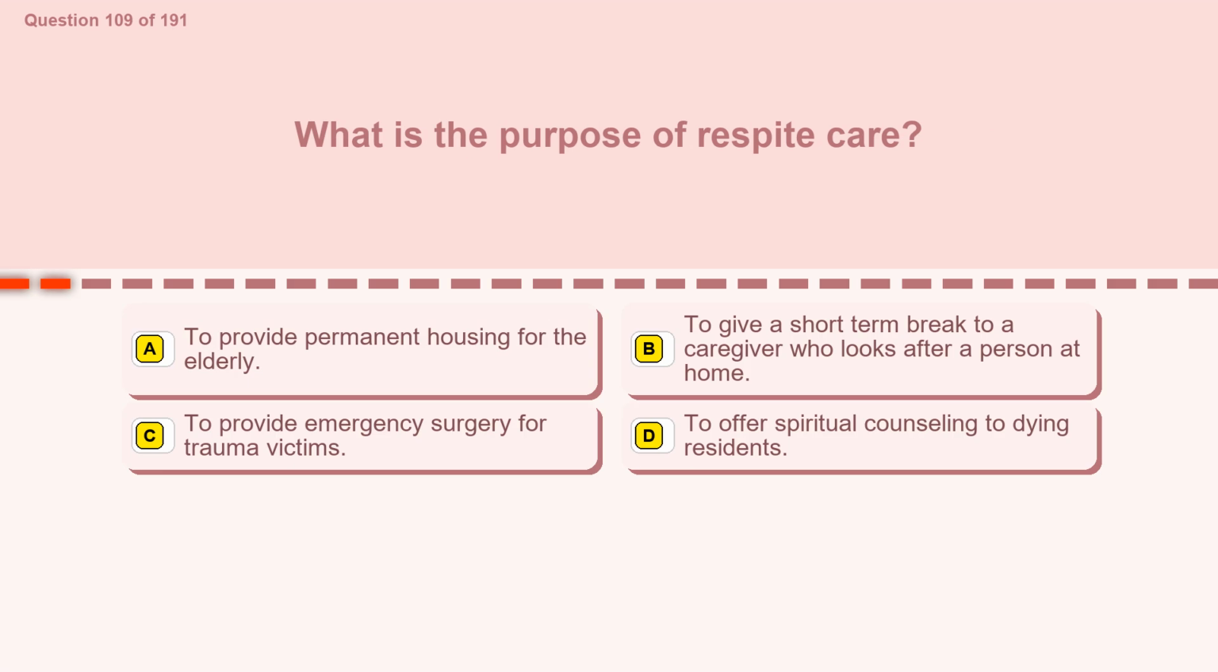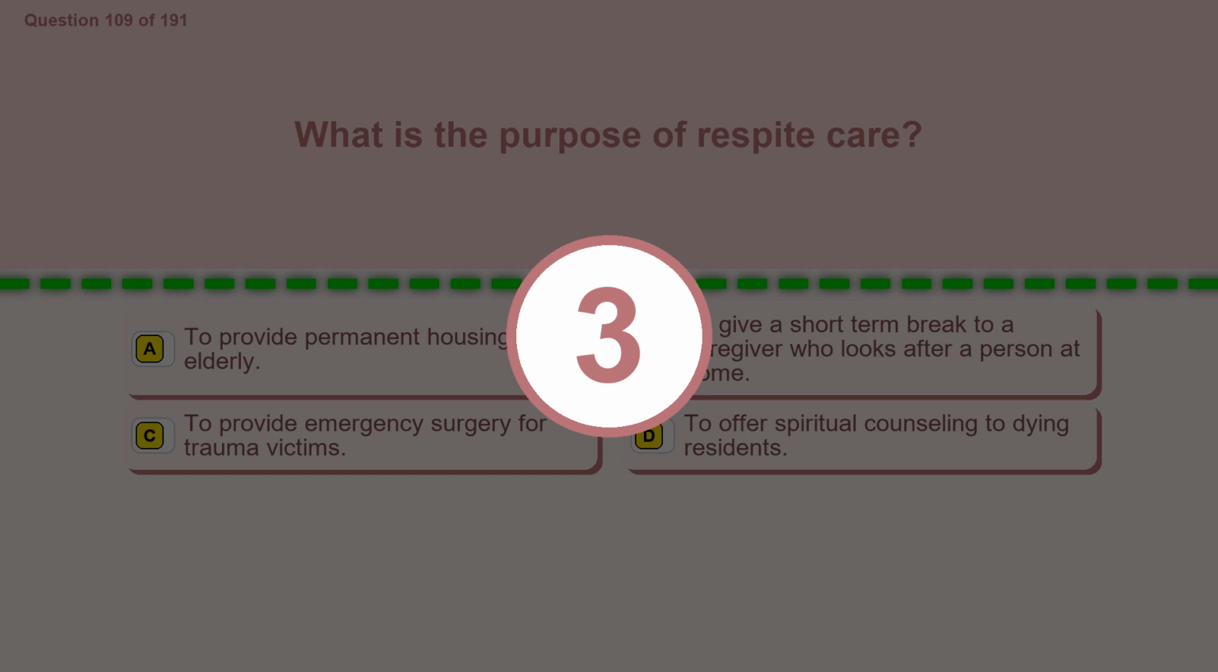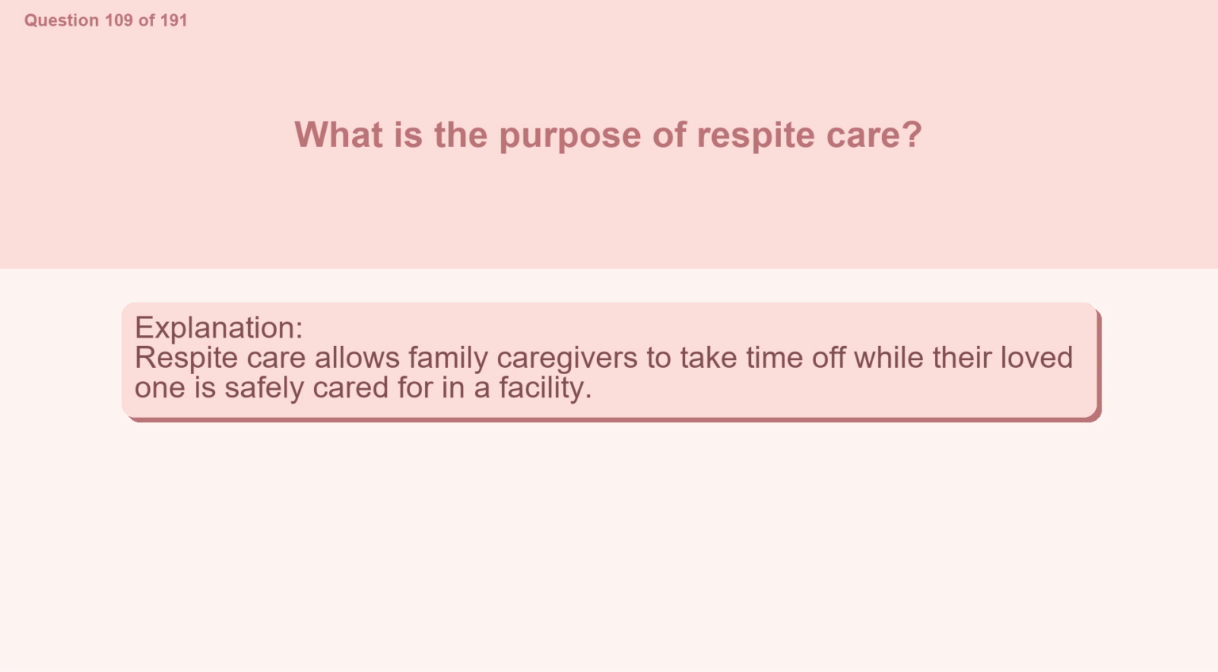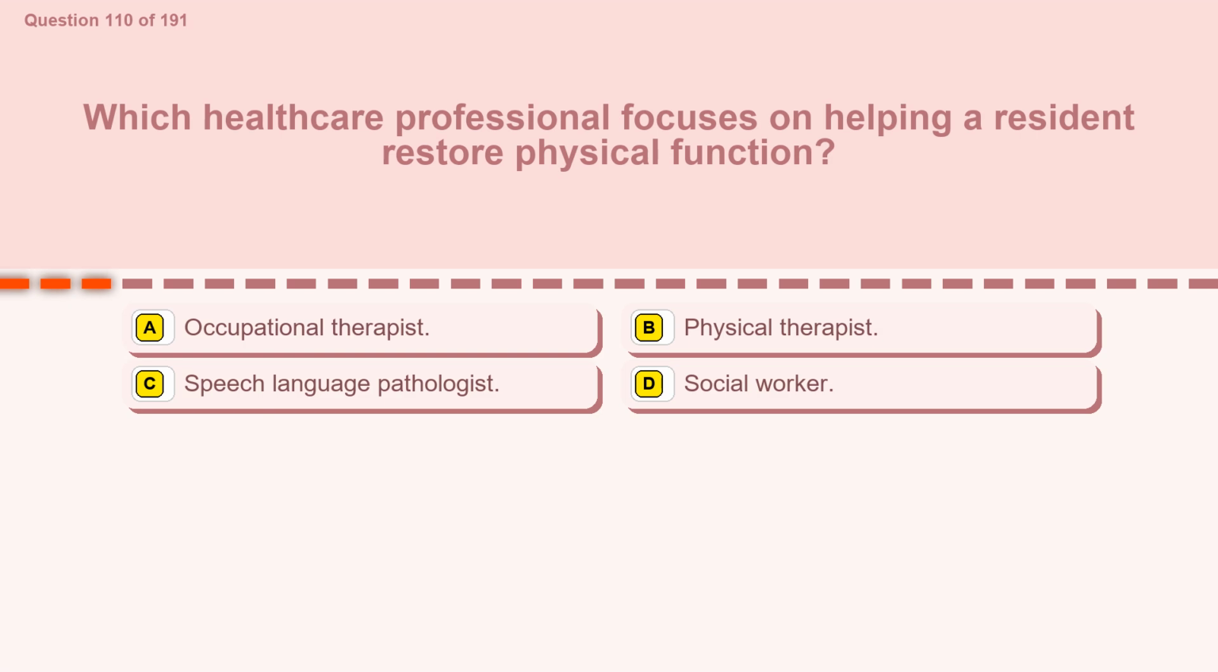Question 109. What is the purpose of respite care? Option A, to provide permanent housing for the elderly. Option B, to give a short-term break to a caregiver who looks after a person at home. Option C, to provide emergency surgery for trauma victims. Option D, to offer spiritual counseling to dying residents. The correct answer is option B, to give a short-term break to a caregiver who looks after a person at home. Respite care allows family caregivers to take time off while their loved one is safely cared for in a facility.